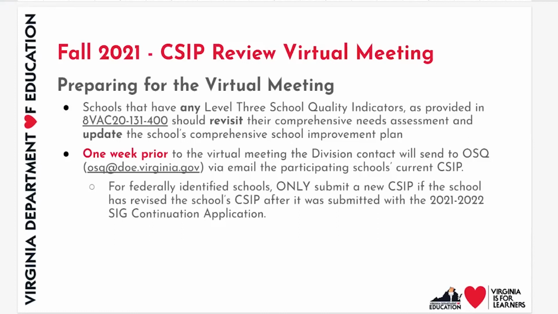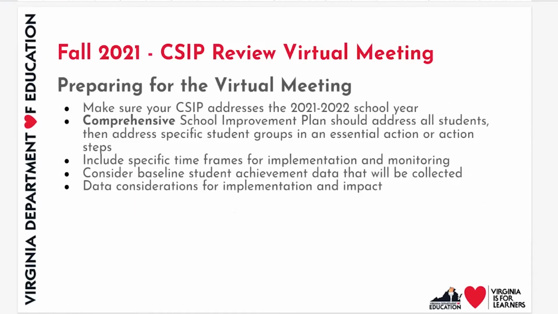If you are a federally identified school, you might have already submitted your CSIP with your SIG continuation application. If that's the case, you don't need to resubmit. If you've made some revisions or adjusted things and you have a revised plan, then please submit that. But if you already have submitted it, you don't need to resubmit unless there's a revision.